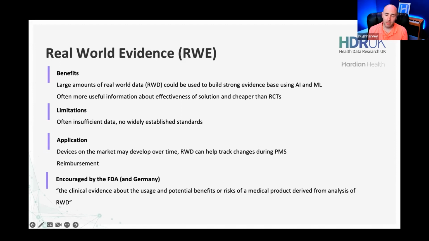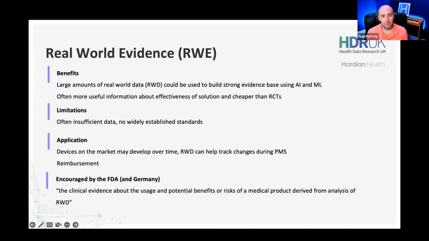And it's important to note this is encouraged currently by the FDA explicitly. It's not a term that is included in the medical device regulations, though obviously it is implied. And Germany has a nascent framework for real world evidence through their DIGA program, which is for software medical devices as well.